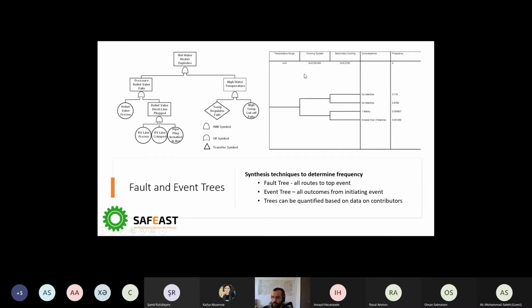And of course, as we quantify them, at the end of the day you will have a frequency for each of them. For example, this one fatality case is 4.5 times 10 to the minus 3 frequency. So these are two different methods we use to synthesize the data to derive the likelihood for our event: fault tree from root to top, and event tree for all outcomes from the initiating event. And as I mentioned, most of the time the purpose of developing these trees is to quantify them to understand the actual frequency.